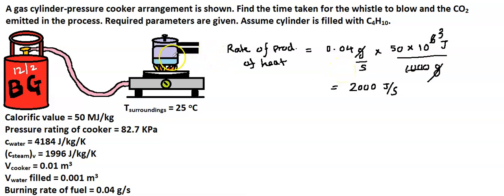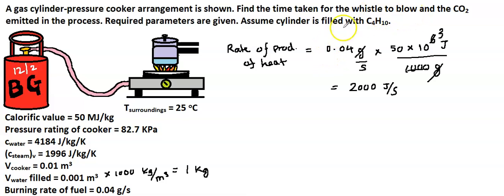Okay. And how much water do we have filled? There's 0.001 meter cube. So if we multiply that with the density of water, 1000 kg per meter cube, basically we have 1 kg of water filled in the cooker. Alright, and we have the volume of the cooker as well. Just 10 times the volume of the water filled. So as we switch on the gas and heat is being produced, the heat is going to be absorbed by the water, right? Okay, fine. We have to find the time taken for the whistle to blow.